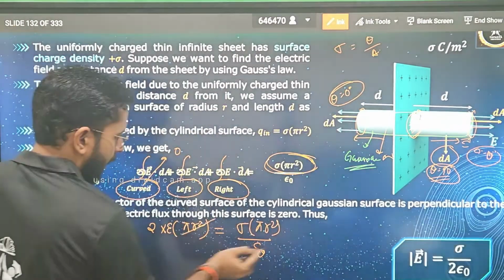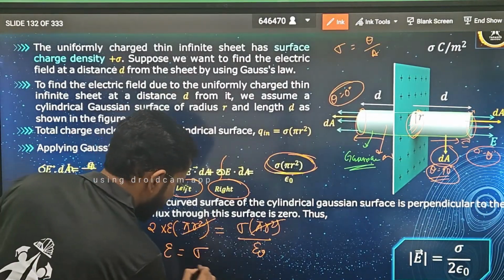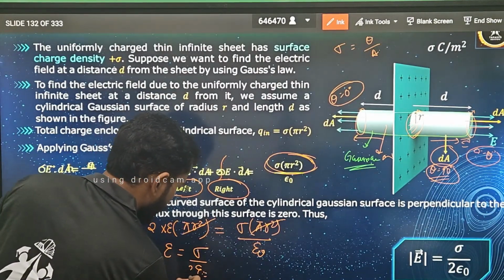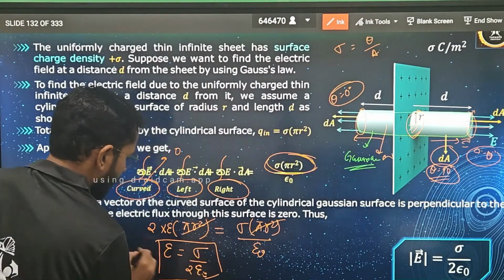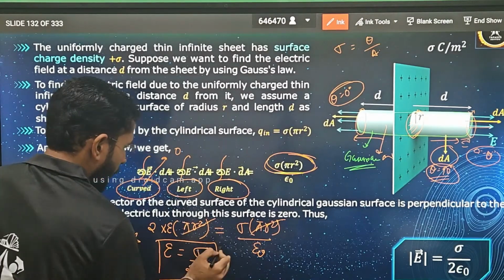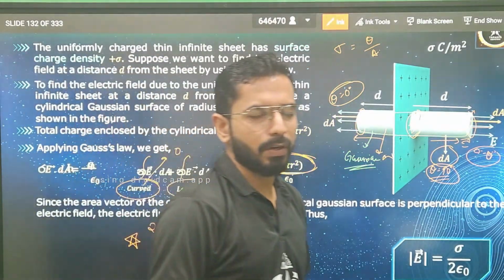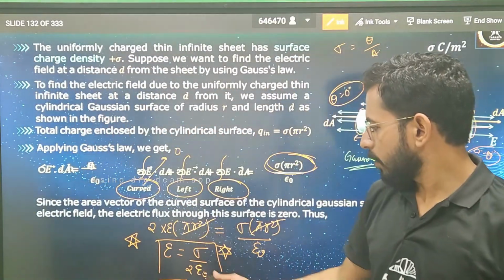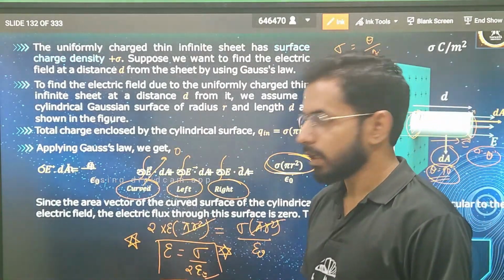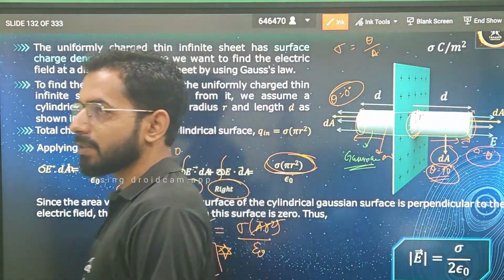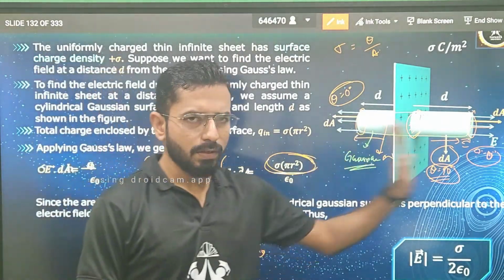Now what can I do? Pi r square will simply get cancelled out, and electric field will come equal to sigma divided by 2 epsilon naught. Now this is a very important result that you have to always remember. And one important thing you can notice in this formula is that it is not depending on the distance, at what distance you are calculating from the infinite sheet. It is always constant, and how much is it? It is equal to sigma divided by 2 epsilon naught, and the direction is away from the surface.